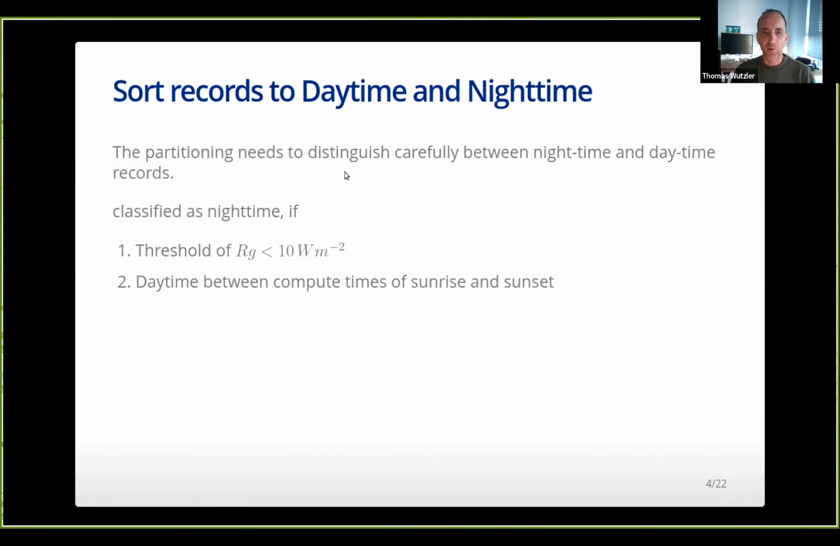So first we have to sort all the records between daytime and nighttime. And we usually compute a threshold of incoming solar radiation. Around dusk and dawn, there is a threshold of 10 watts per square meter where we can say, okay, there's not too much light, and we can assume nighttime. And additionally, we compute the sunrise and sunset from the time zone and the geolocation. And these are additional constraints. So both have to be true to be classified as nighttime.